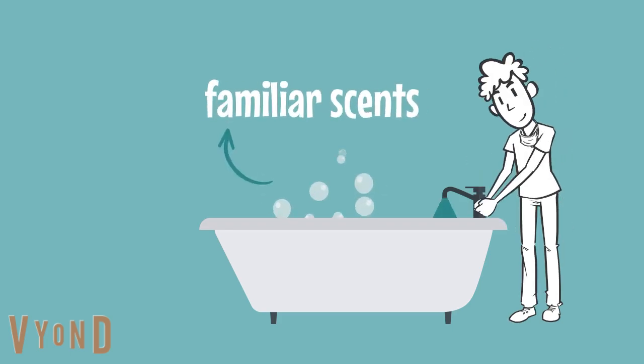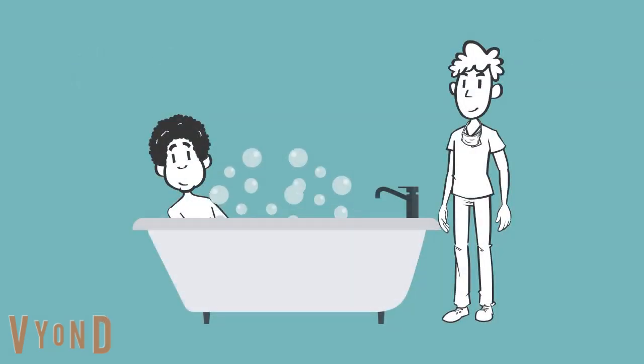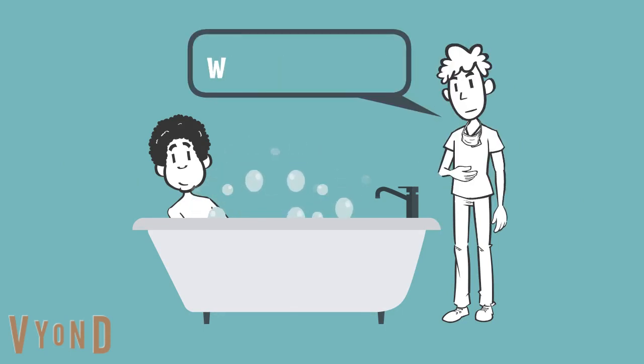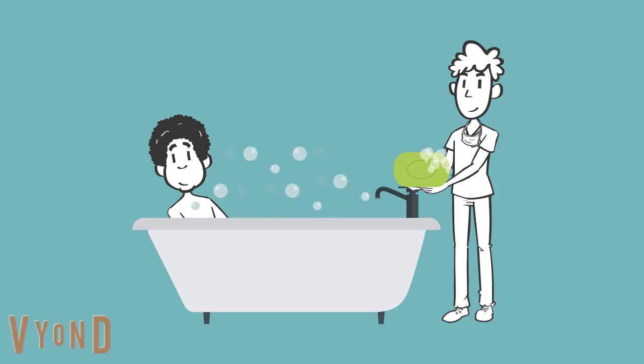Preparing the bath and using familiar scents will help to prompt him. He will need very simple directions, one at a time. For example, wash your hair, wash your body. Miming the actions and offering the items he needs for each step will help him to carry out the task without needing to be touched.